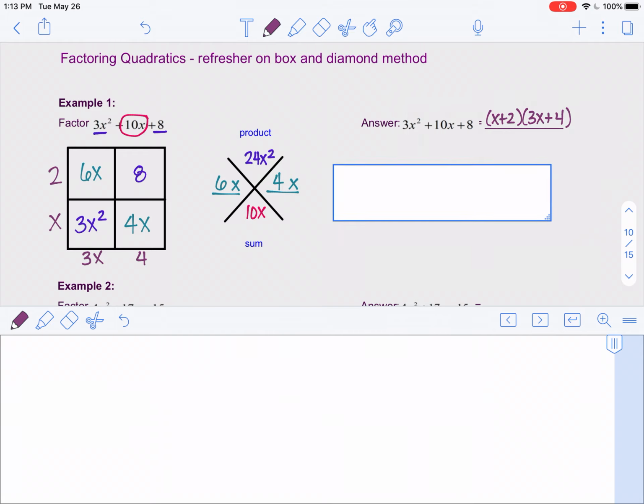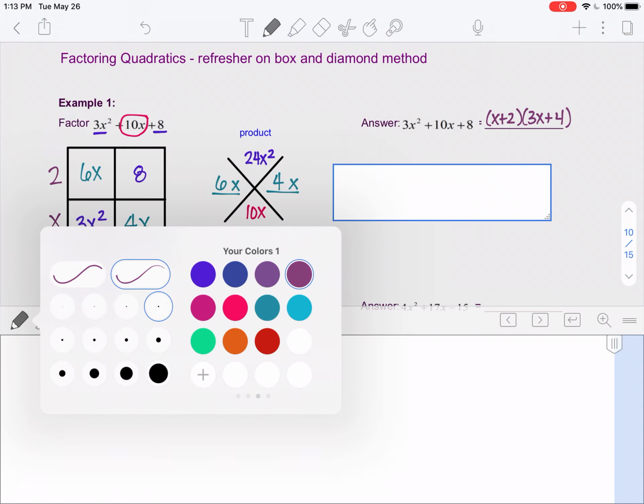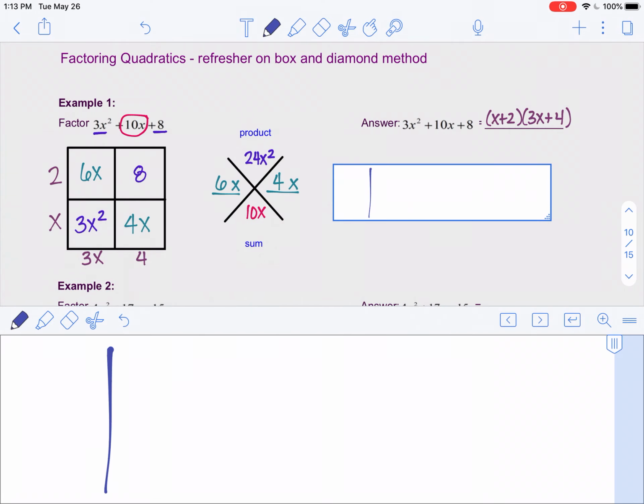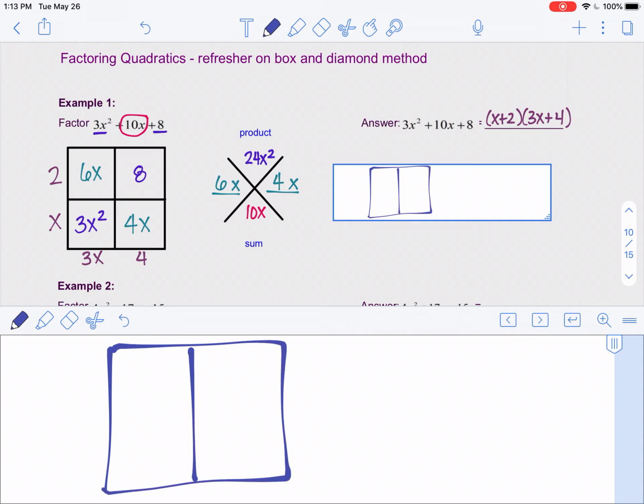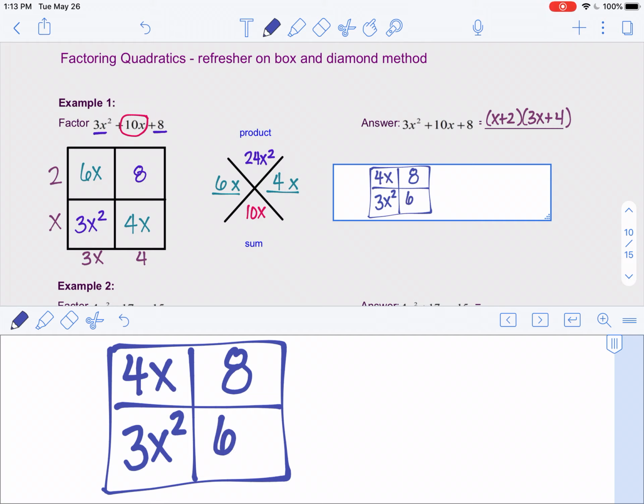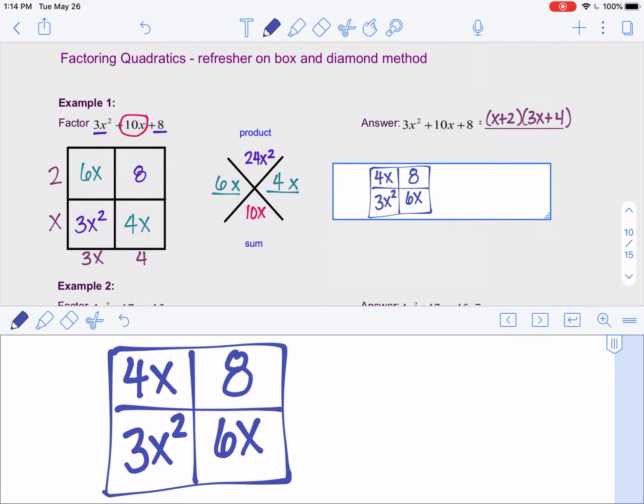Okay, now some of you, I already know, are wondering about a couple of things, and so I'm going to do my best to answer those questions. I'm going to recreate the box real quick. Let's pretend we had done everything the exact same, so the 3x squared is here, the 8 is there, I'm using the same diamond, but what if instead of 6x and 4x, I did 4x and 6x? Does the placement of those two things you find in the diamond actually matter? All right, well, let's take a look.